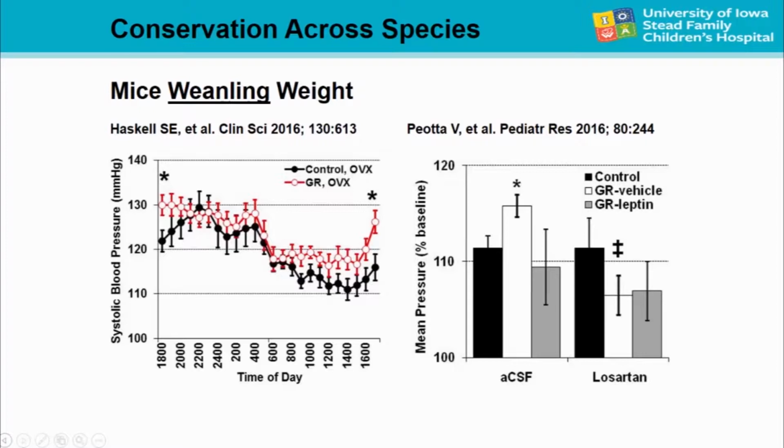So these weanling mice that were born small and stayed small by virtue of being in a larger litter end up with higher blood pressures into adulthood. This is an example of our data in females, looking at control and growth-restricted mice that have recovered from ovariectomies.